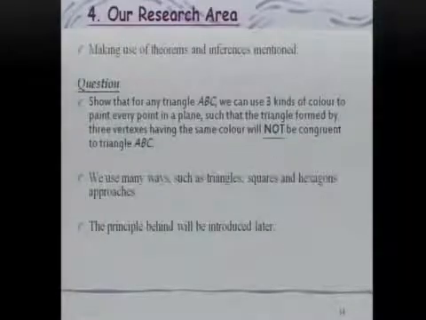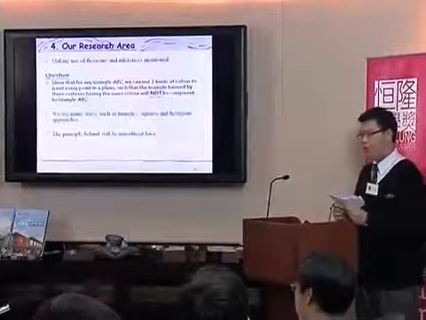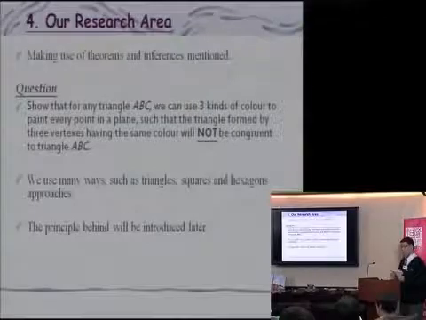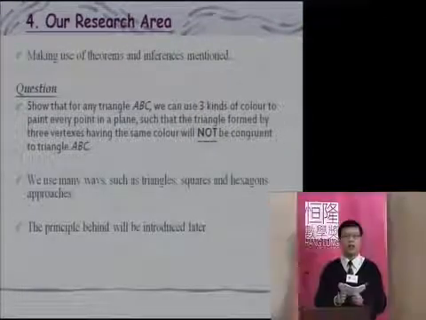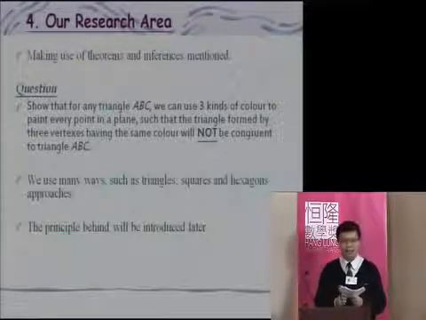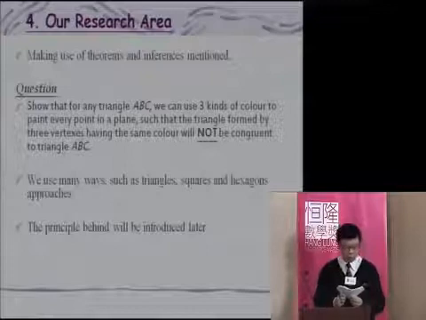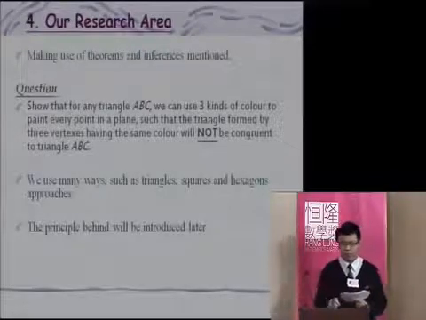Let's move on to my research area. In the paper, my aim is to show that for any triangle, a person can use 3 colors to paint every point on the plane, so that the triangle formed by 3 vertices having the same color will not be congruent to the original one. I've tried many ways to start with the proof.